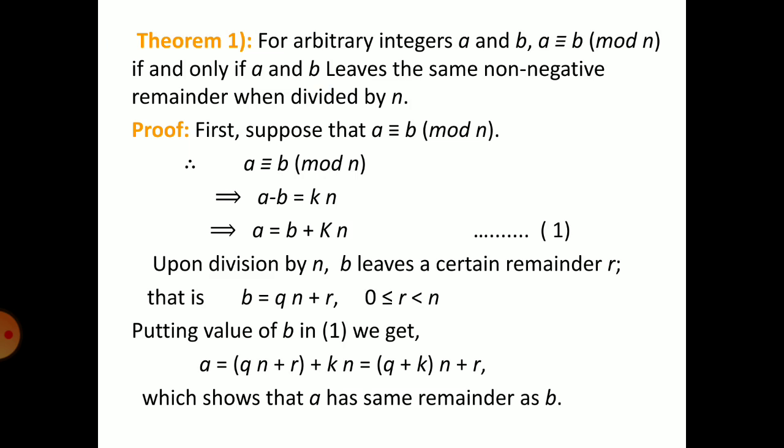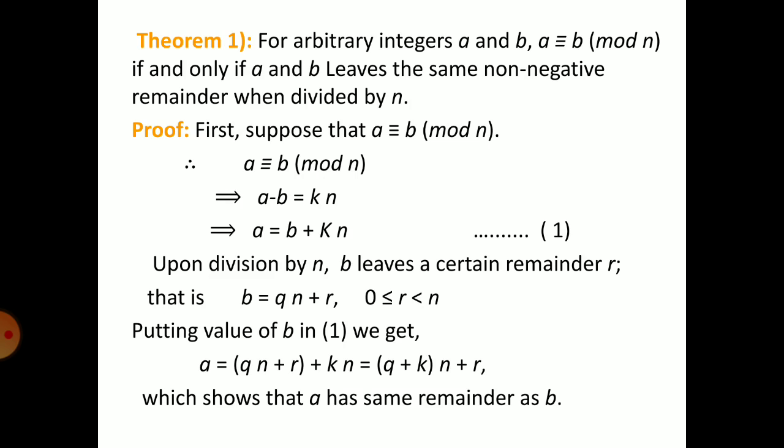It means if you consider two integers a and b, and a is congruent to b mod n, then when we divide a by n, and similarly b by n, we get some particular remainder in each case. But if a is congruent to b mod n, these two remainders must be the same. Or conversely, if a and b leave the same non-negative remainder, then a must be congruent to b mod n.